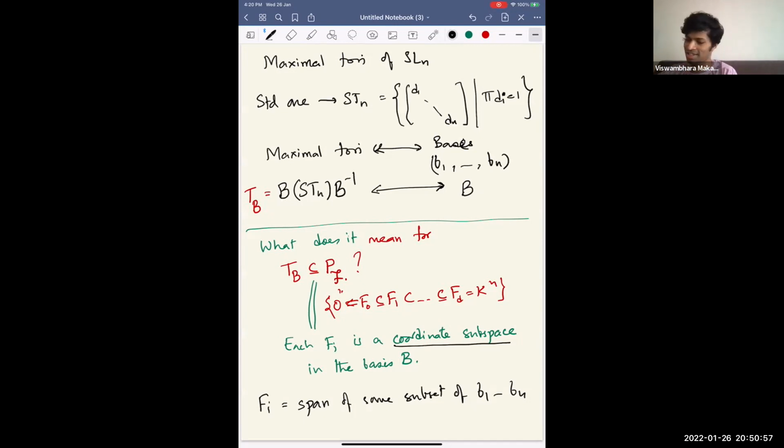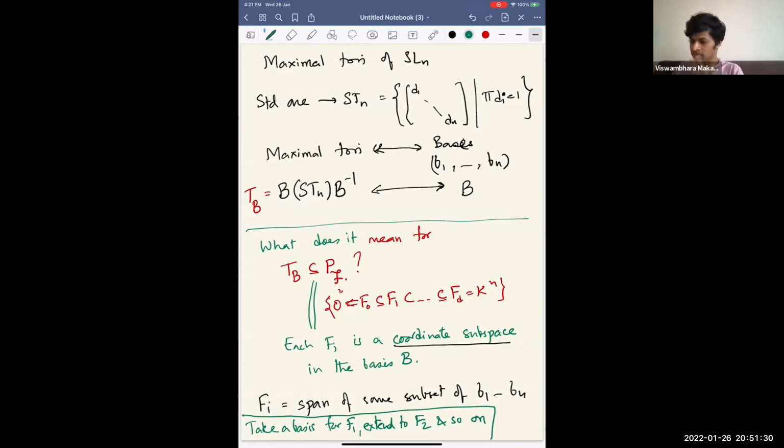Maybe I can just quickly write it down. So take a basis for F_1, extend to F_2, and so on. If you do that, then you get a basis, and the corresponding maximal torus for that basis will be contained in your parabolic.